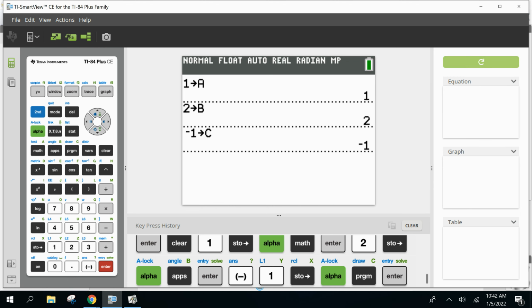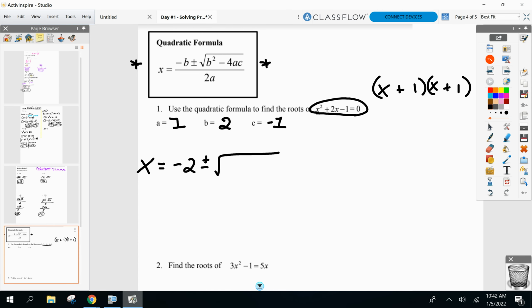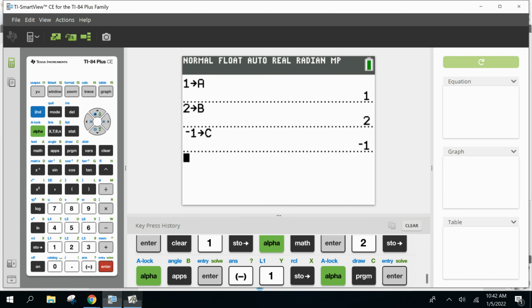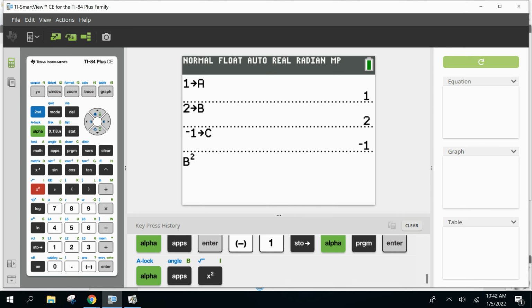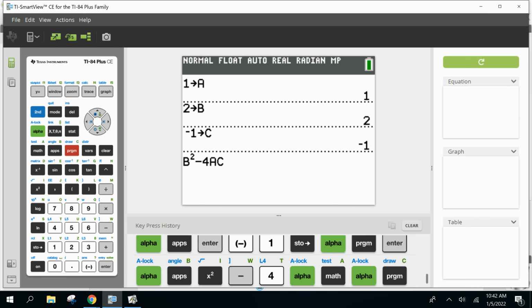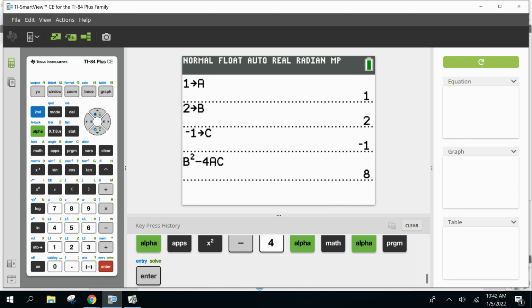Now we need to ask the calculator, could you please give me the value of b squared minus 4ac, because that number is going to go underneath my radical. So go back. You know where b, c, and a are. So ready? b squared, and your calculator is going to plug in the numbers for you. You don't have to do it. Minus 4, alpha math, a, c. And your calculator is going to store those numbers in for you right now and tell you that value is equal to 8. So that's the number that should go underneath your radical right now is 8.